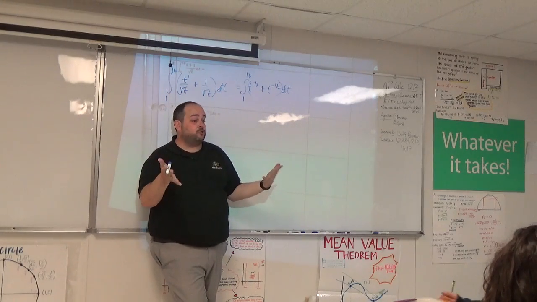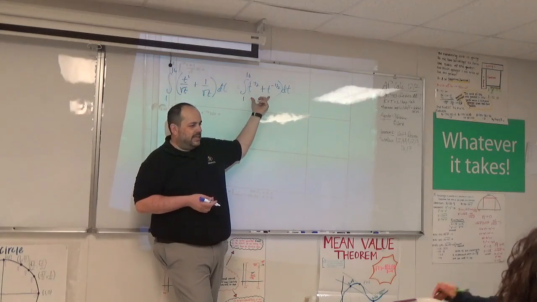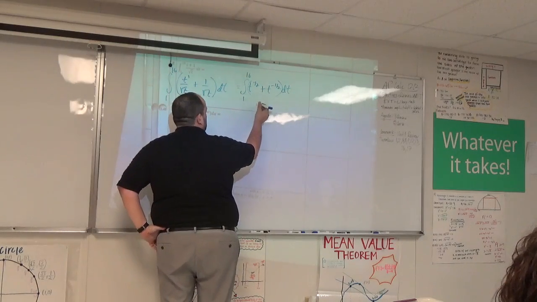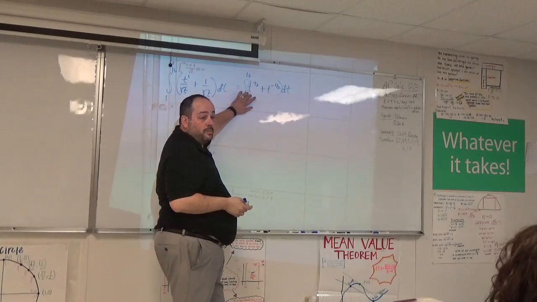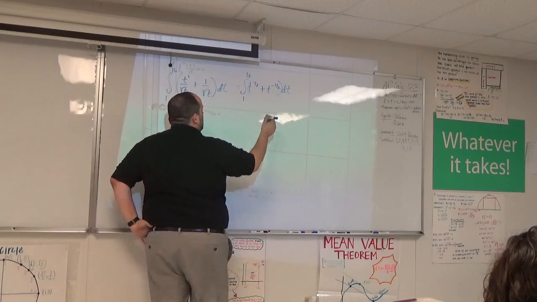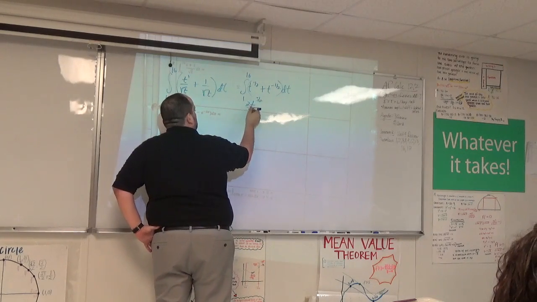This is just algebra. But now, hopefully we're at the point where we know how to find the antiderivative of t to the half. I'm starting with t to the 1/2. This has to be a power rule problem. Add 1 to the power, divide by the new power, 2 over 3.